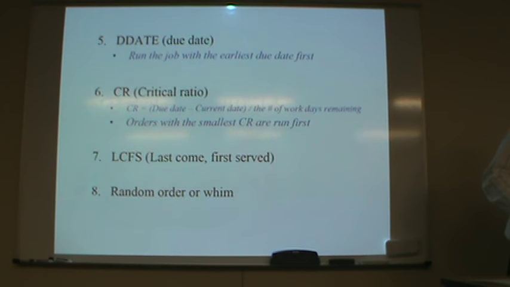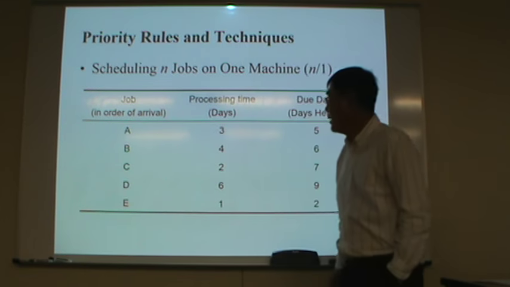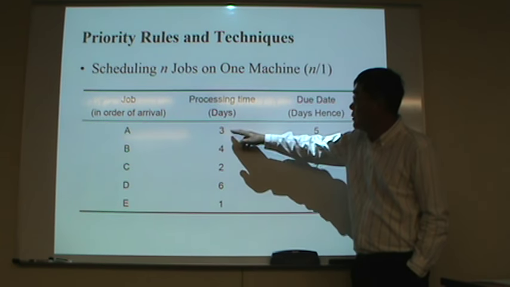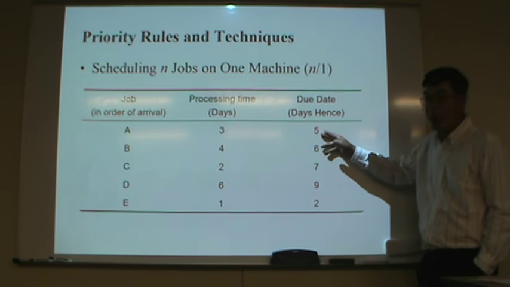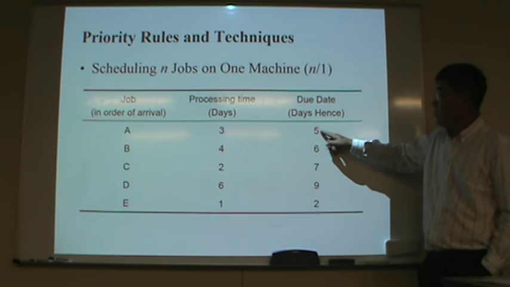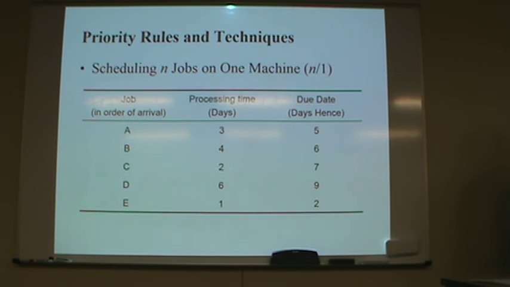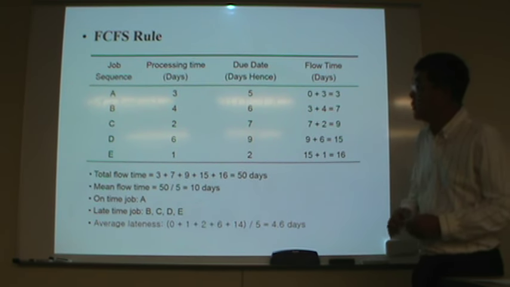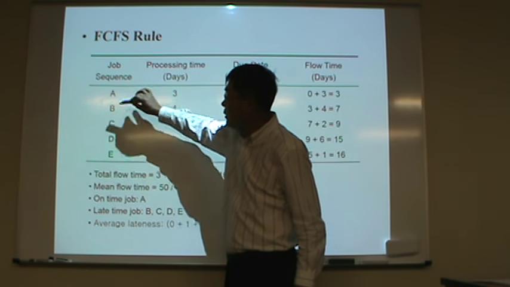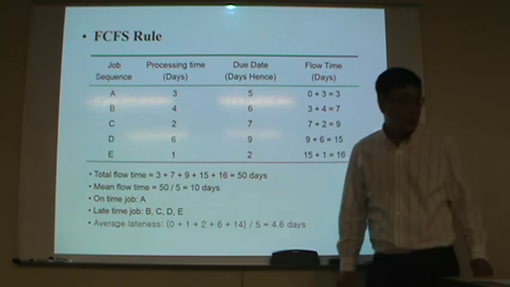Okay, suppose there are 5 jobs, and each job needs 3, 4, 2, 6, 1 days of operation time, processing time, and the due dates from today are 5 days left, 6 days, and so on like that. Then comparing each rule, if we use the FCFS rule, A comes first, B next, and so on.